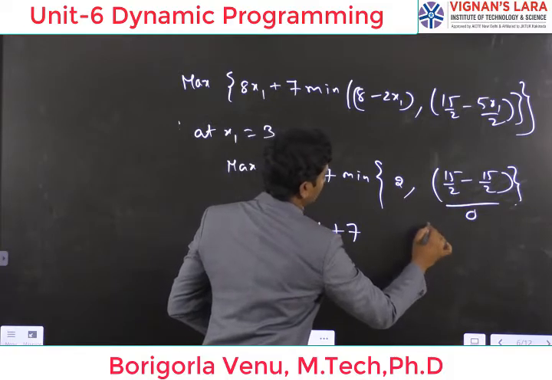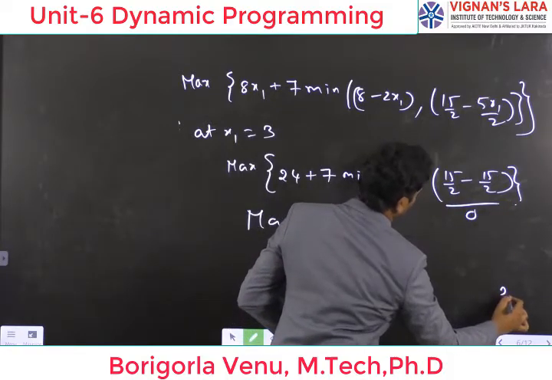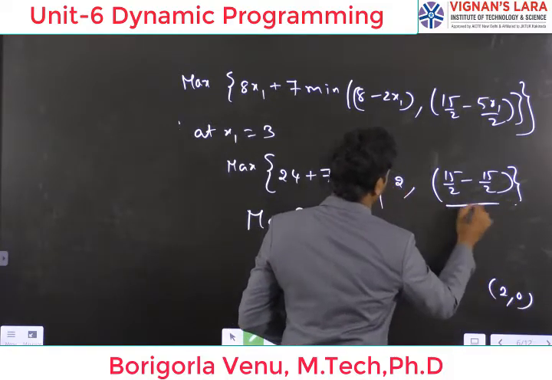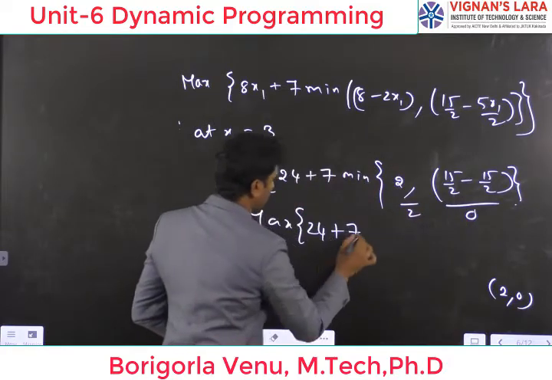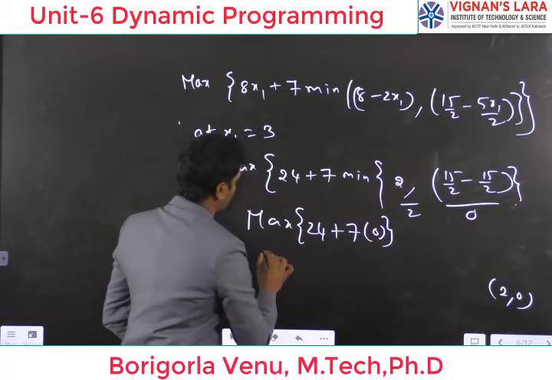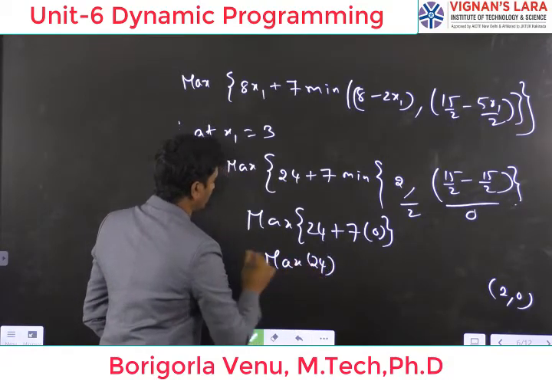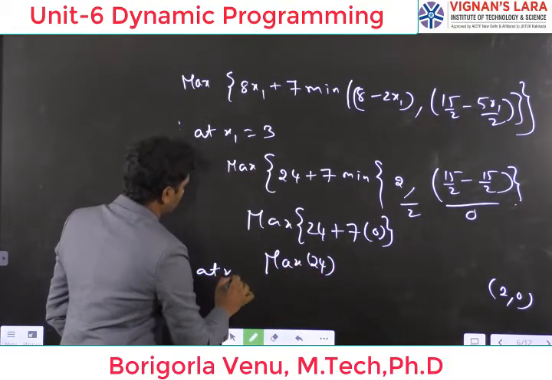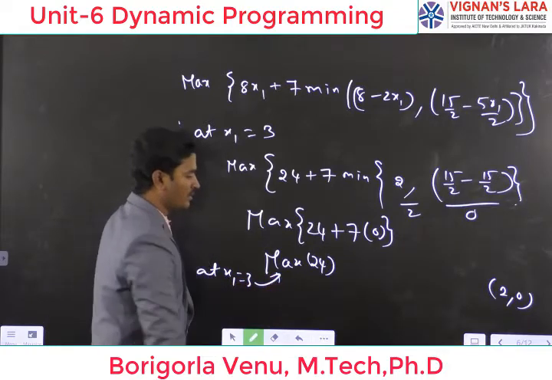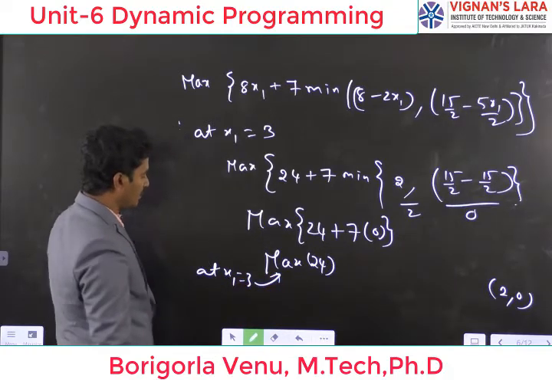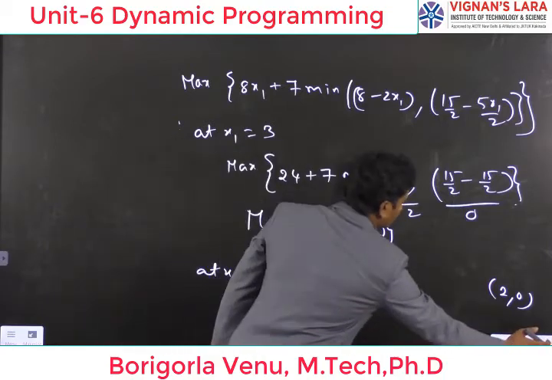Here, what is the minimum? From this we get 2 comma 0. Here we have 0 and here we have 2. From this the minimum is 0. So we are going to get a maximum of 24. At x1 equal to 3, we get the maximum of 24. Similarly, we are going to calculate the x2 value.